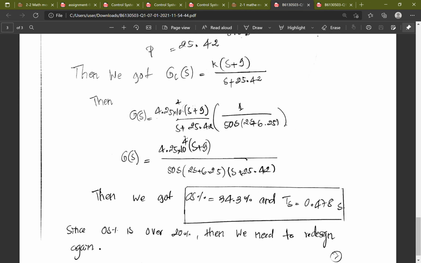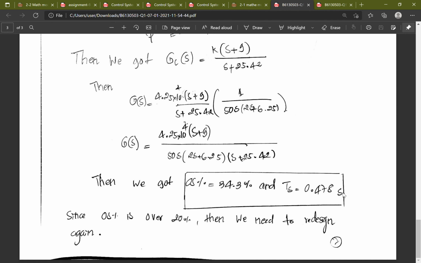Then we can find this, and after that we plot the step response. We got an overshoot that is over 20%, which is not good, but the settling time is okay, so we need to redesign again. Thank you so much.